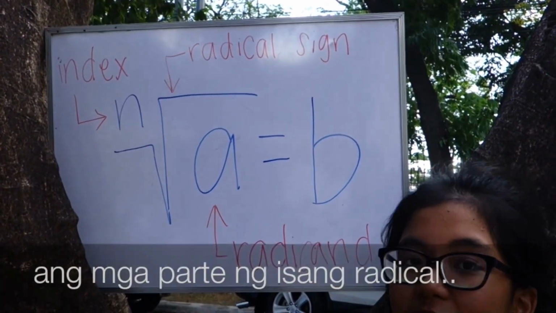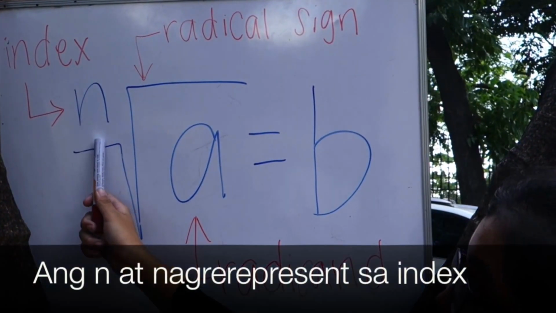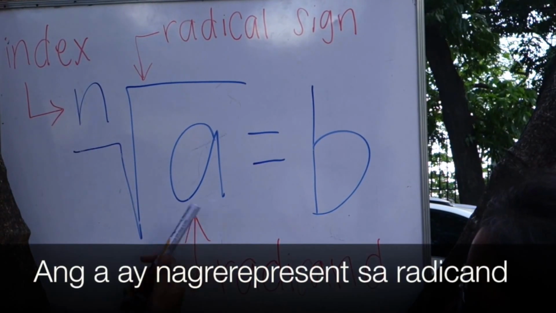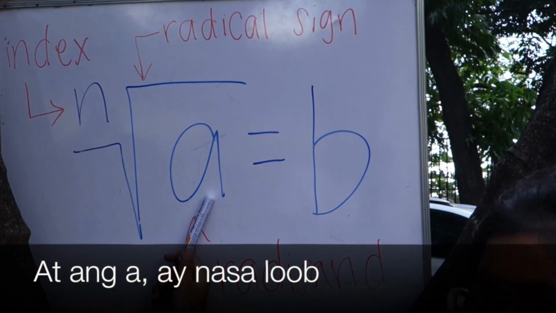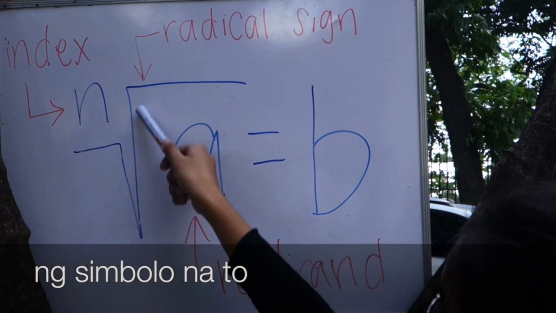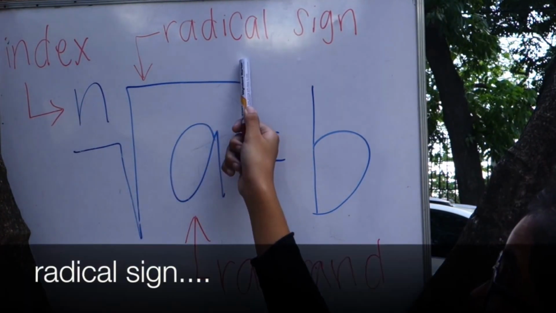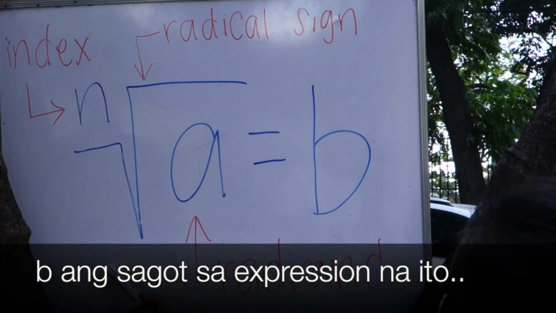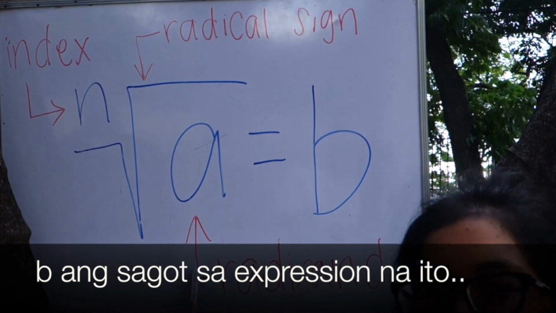Now let us discuss the parts of a radical. Here, n is the index. The radicand is A, and A is inside this sign, which is also known as the radical sign. B is the answer to this when it is solved.